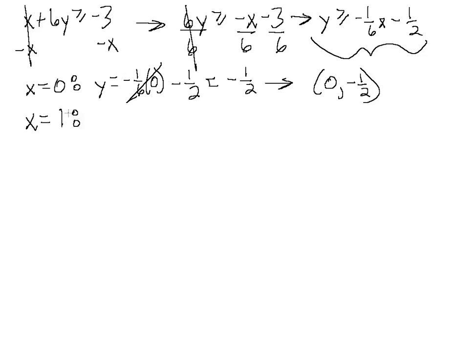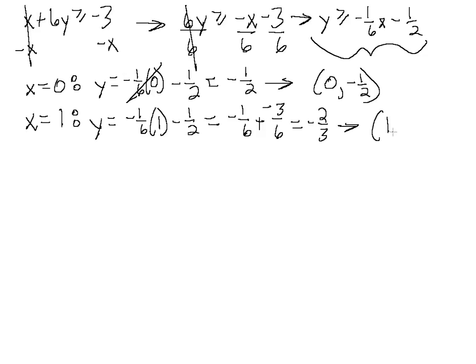x equals 1, so we have y equals minus 1/6 times 1 minus 1/2. We have minus 1/6 times 1, which is minus 1 over 6, minus 1/2. Let's go ahead and convert this with a denominator of 6. So we have minus 3 over 6. We actually should have left it in this form if we would have recognized that. So let's go ahead and subtract these. So we have minus 4 over 6, or just minus 2/3. That's our second point, 1 and minus 2/3.